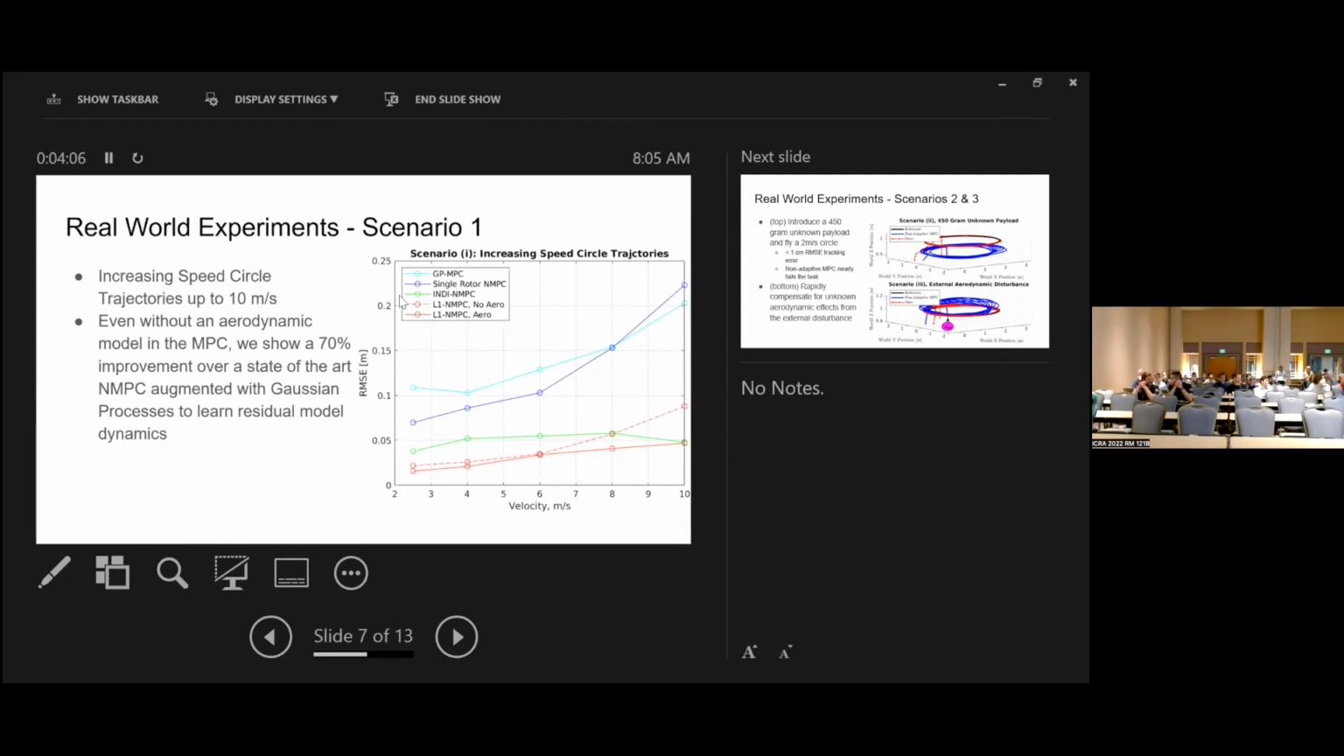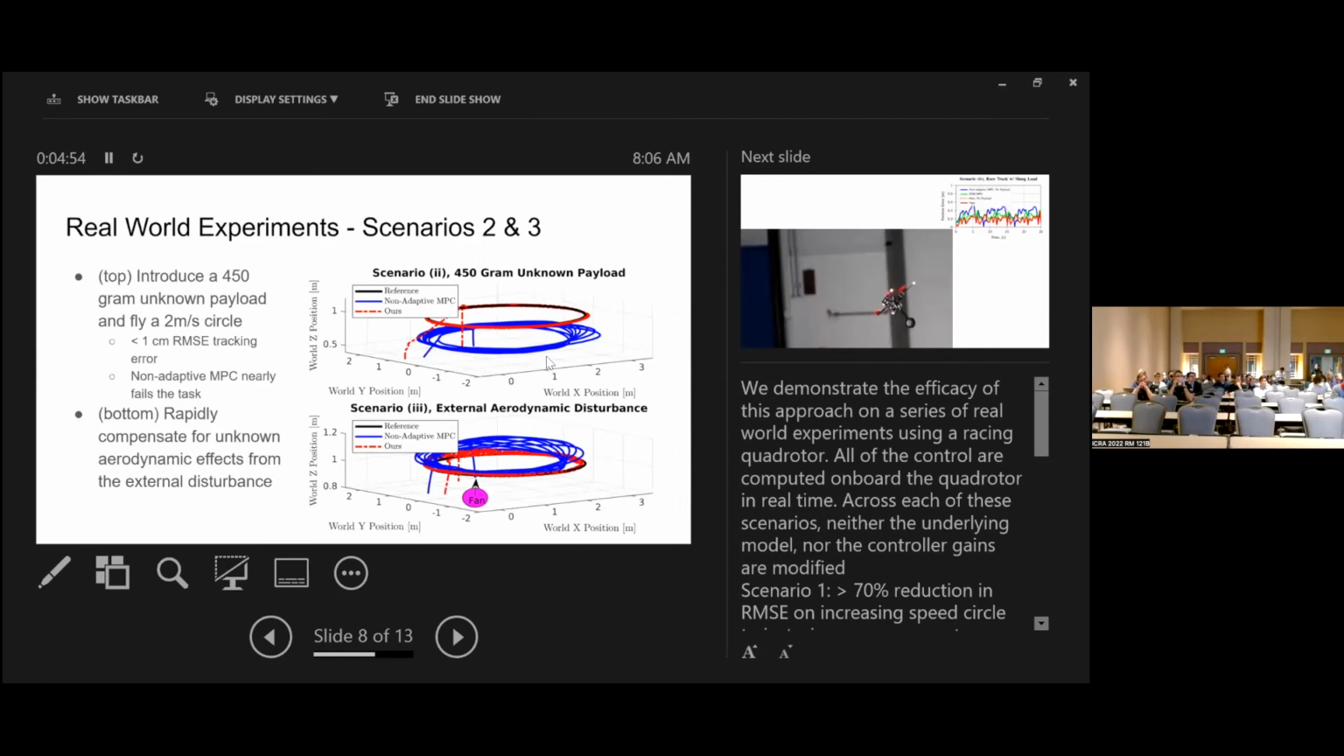What we can see, these are increasing speed circle trajectories. We have velocity on the x-axis, a bunch of different controllers that we're evaluating against. What we can see is even without an aerodynamic model attached into our MPC, so we'll typically use a first order drag model to approximate the linear drag on the system, even without that, we can still beat pretty much all of the state of the art optimal control algorithms that are current with the literature. So Gaussian process based MPC, just a non-adaptive MPC, INDI MPC, and we're showing over a 70% improvement over the state of the art. Our computation is about 5x as fast as the Gaussian process-based MPCs.